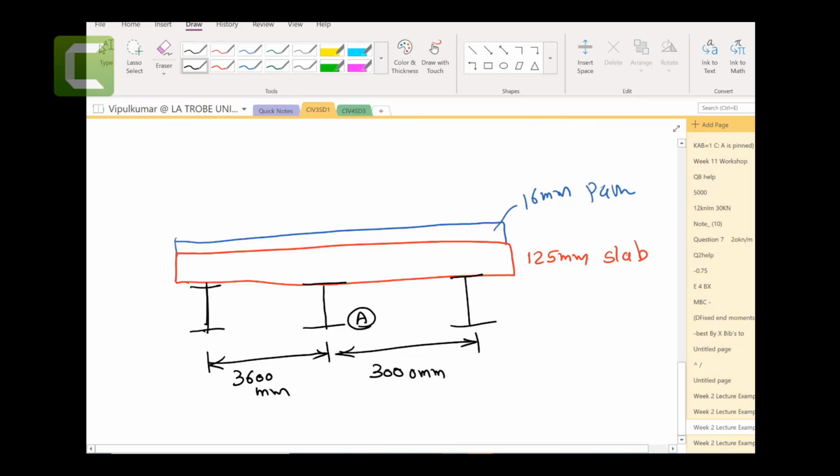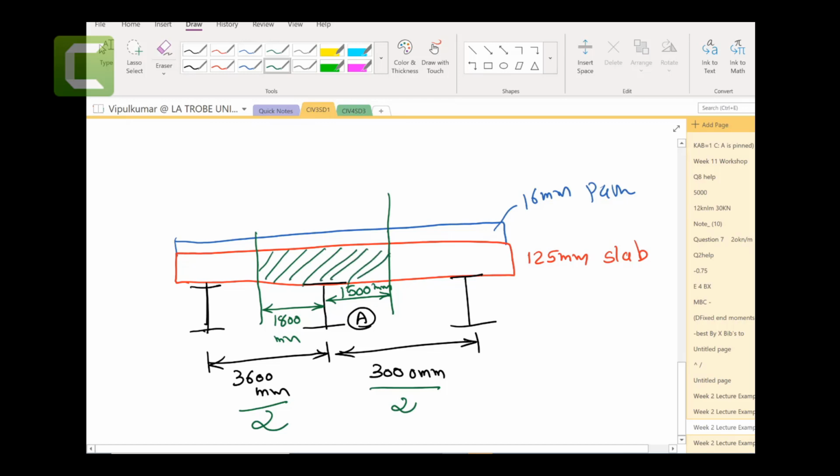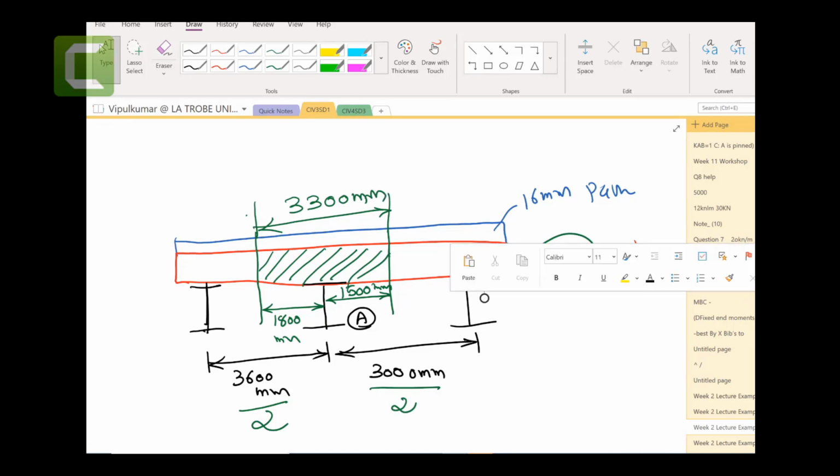Now for this one, I would say that this guy's going to carry the slab only 1800 millimeters, and this guy is going to carry 1500 millimeters. Right? I hope you understand that. That is half of here, half of here. So this will carry this slab by 125 by 3300 millimeters, right?